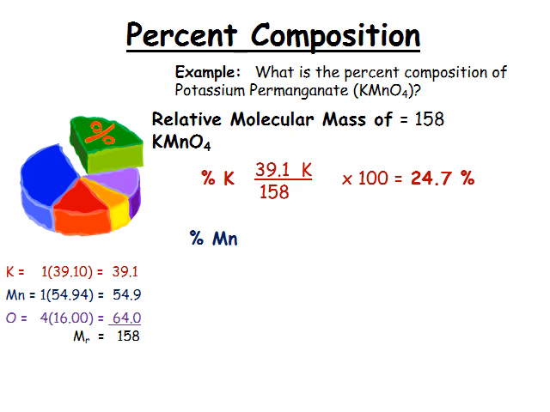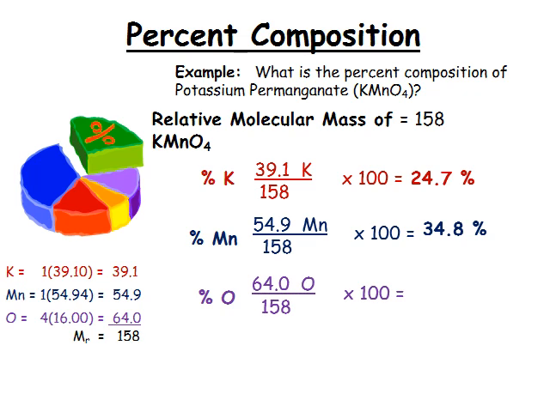The percentage of manganese, we go to the periodic table, find the relative atomic mass of manganese. It's 54.9. You divide it by 158, multiply by 100 to give 34.8% manganese. And oxygen, remember we've got 4 oxygens, so it's going to be 4 times 16 or 64 divided by 158 times 100, which gives 40.5%. And if we add these together, 40.5 plus 34.8 plus 24.7, it gives 100%. So we're on the right track. So that's the answer for the percentage composition of potassium permanganate.